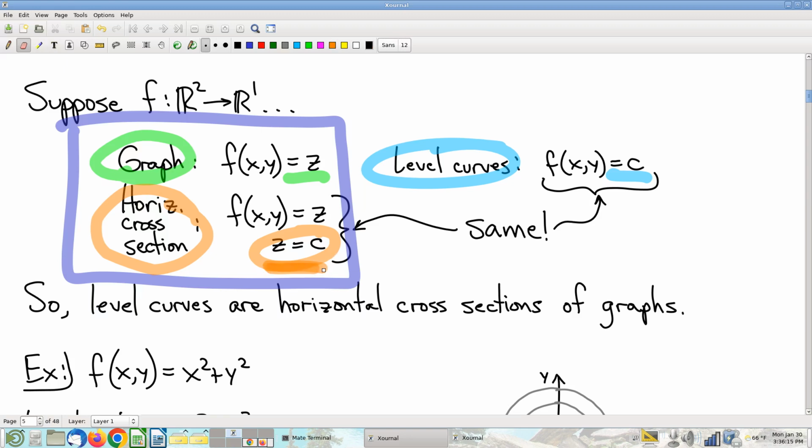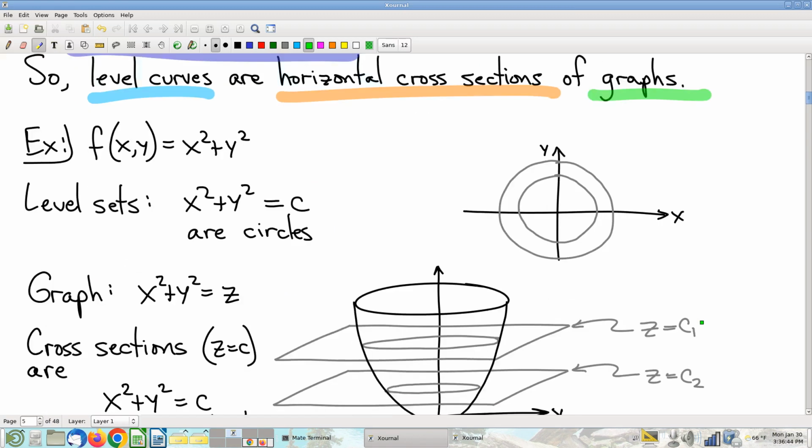And so you'll notice I have that written down here: level sets are horizontal cross-sections of graphs. And I think that rolls off the tongue very nicely. It's a very strong relationship to be aware of between graphs and level sets. By the way, that is a motivation for the term level set. It's because these horizontal cross-sections are, you might say, level. They're horizontal, perfectly horizontal.